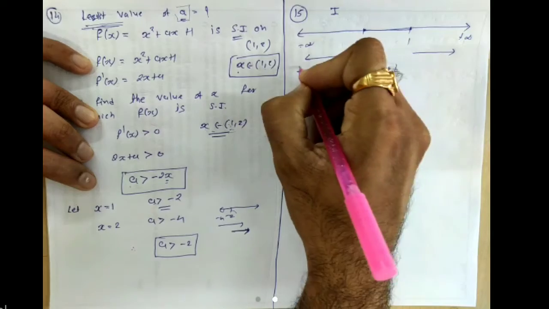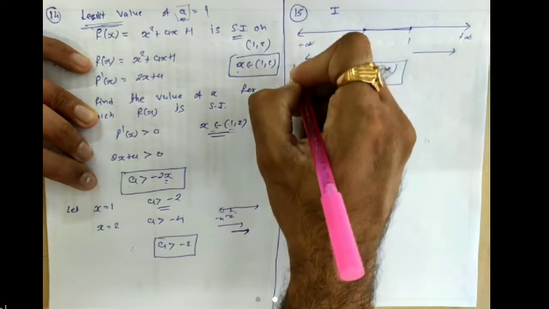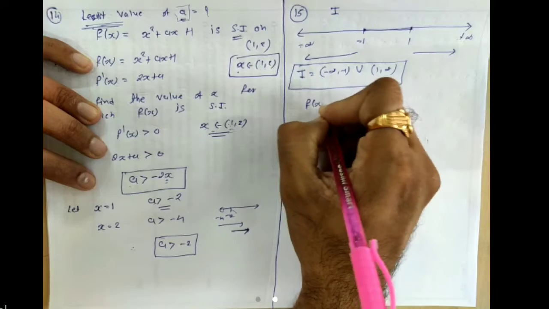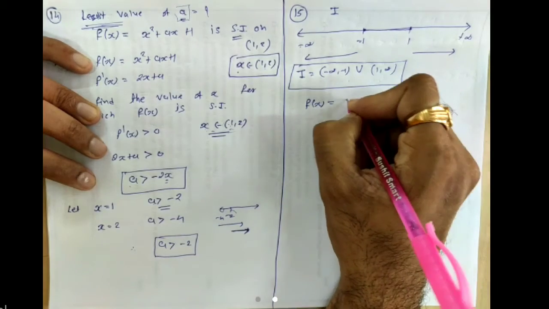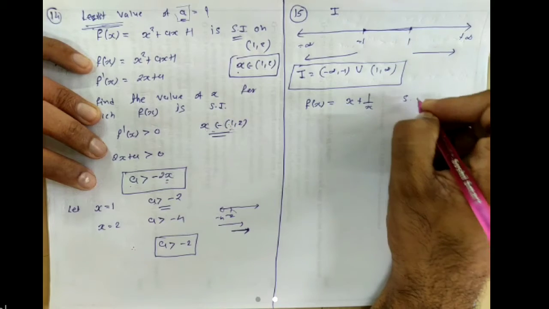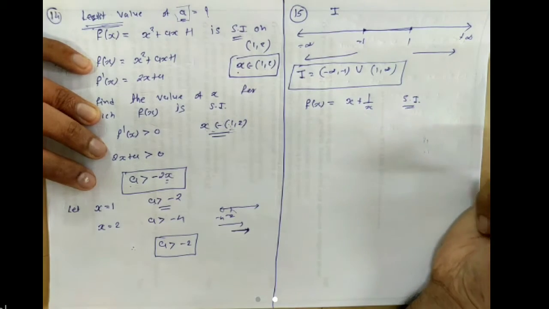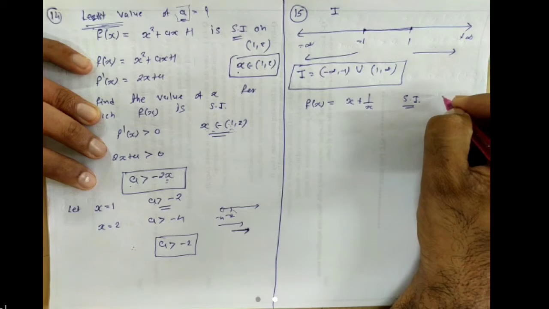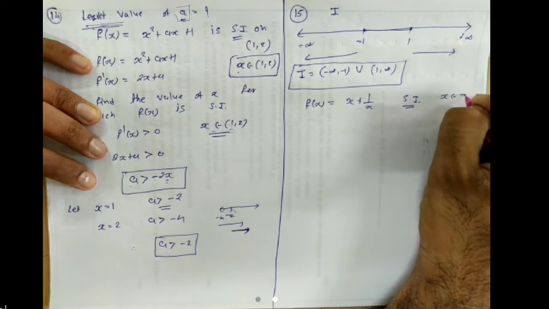So for this given interval I, what do you have to prove? You have to prove that the given function f of x equal to x plus 1 upon x is a strictly increasing function. What do you have to prove? The function is strictly increasing on I. On I means x belongs to I.